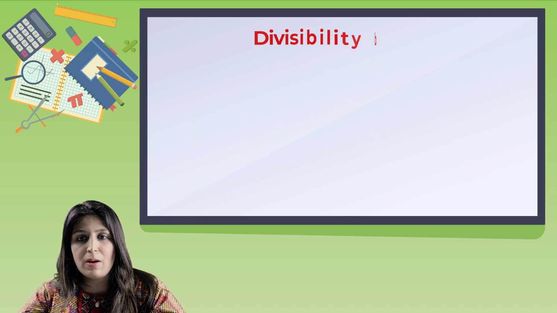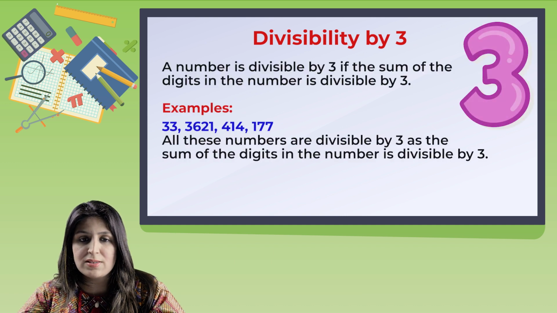Divisibility rule for number 3. A number is divisible by 3 if the sum of digits in the number is divisible by 3. For example, 33, 3621, 414, 177. All these numbers are divisible by 3 as the sum of the digits in the number is divisible by 3.